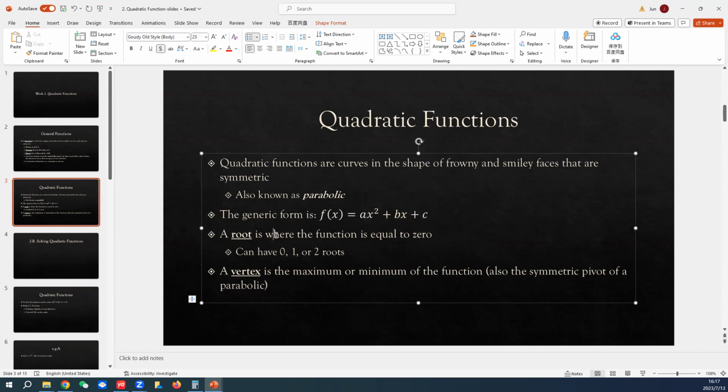A root is where the function is equal to 0, and we also may refer to those roots in our chapter 1 as x-intercepts. For a quadratic function, there can be 0 roots, 1 root, or 2 roots. And a vertex is the maximum or minimum of the function. For the quadratic case, it is also the symmetric pivot of a parabola.